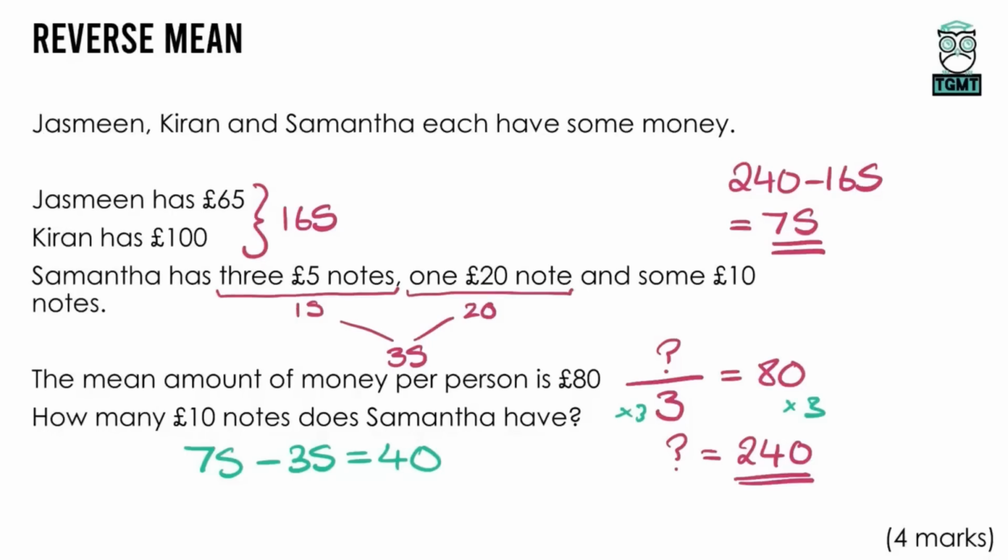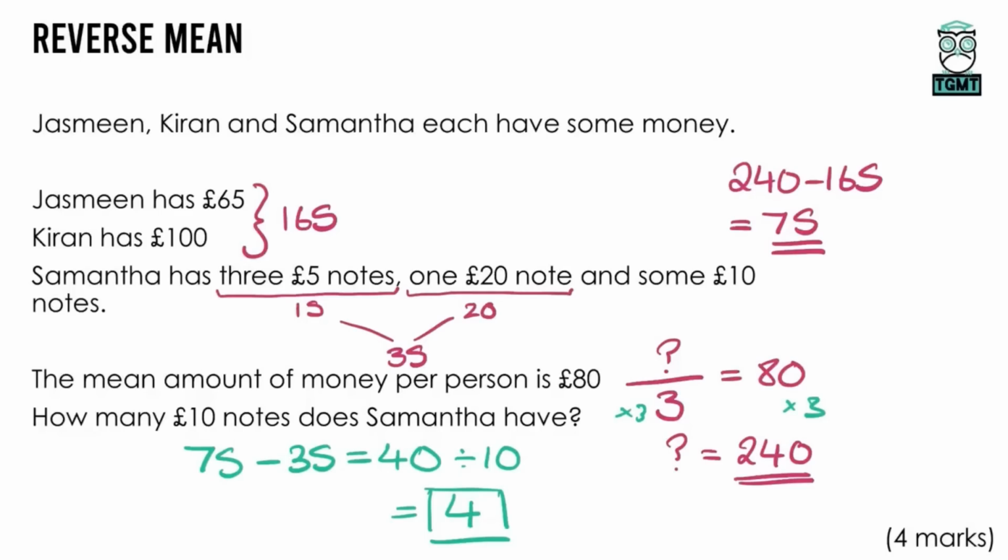And it says that she has some £10 notes. So clearly you can see, and 10 is a nice number for this, that that's going to be 4 £10 notes. But of course we could just write divide by 10, and that is equal to 4. So Samantha has 4 £10 notes, which would give her that additional £40, which would make her total be 75, and the total of everybody be 240. And there we go, there is a reverse mean question, thinking about multiplying the mean by the amount of people to get that total.